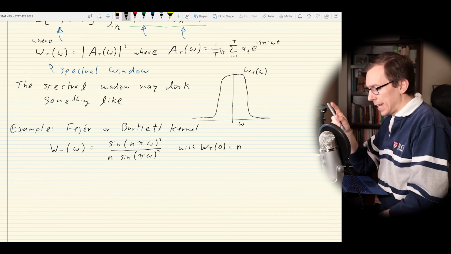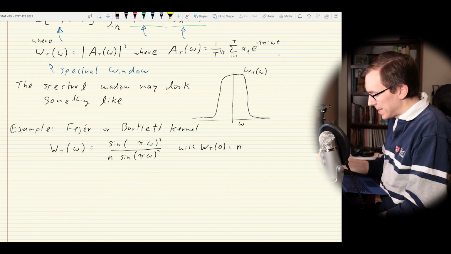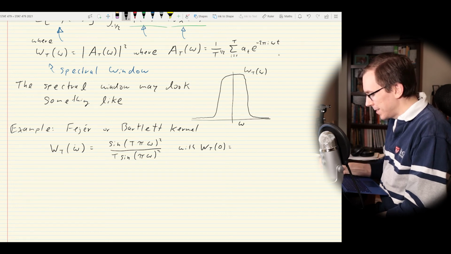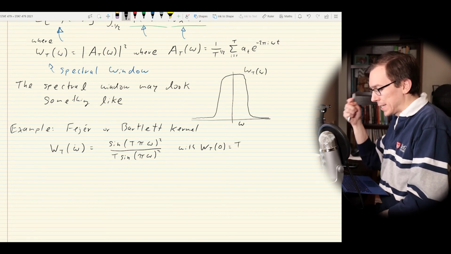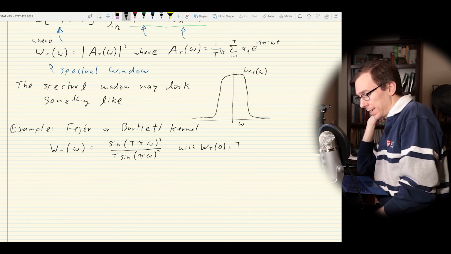Except now that I think about it, I actually meant to say t, because some textbooks use n as the data size, whereas I like to use t as the total size of my time series. Okay, that looks better.